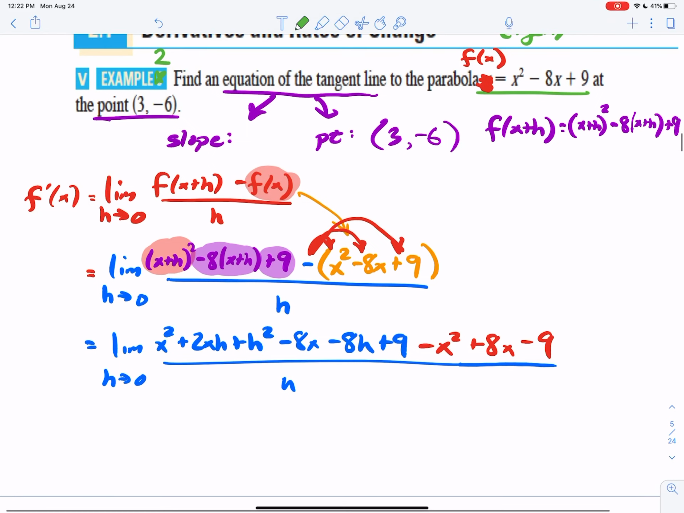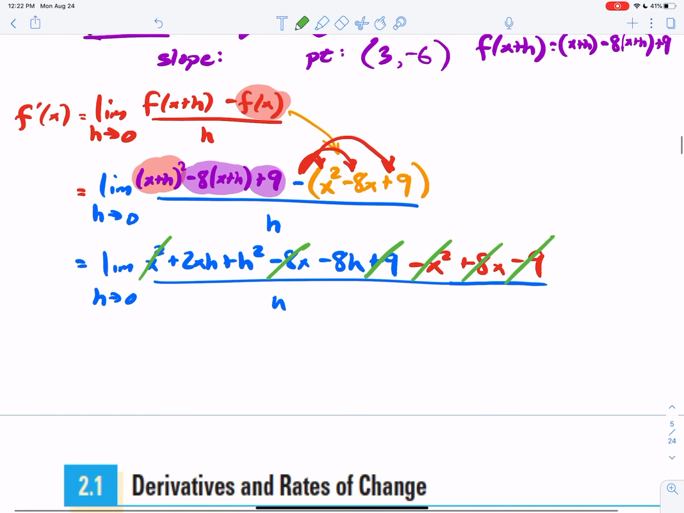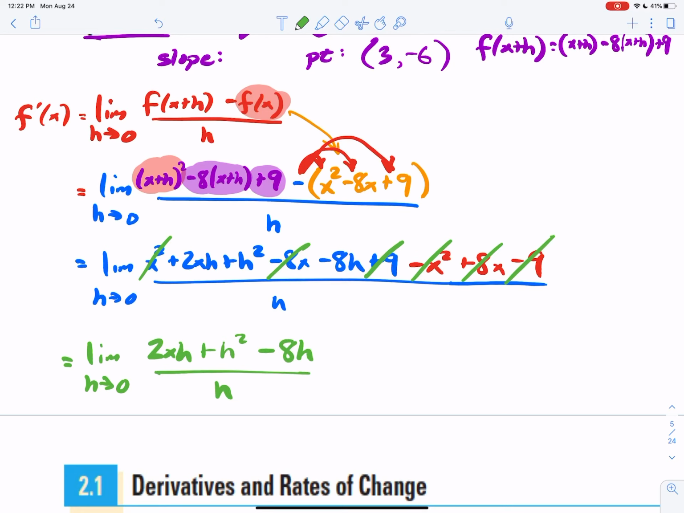So I notice that x squared minus x squared will go away. I have a negative 8x plus 8x. I have a positive 9 and minus 9. Okay? So here's what I'm left with. I have the limit. Notice how I keep bringing down the limit because I haven't evaluated yet. I have 2xh plus h squared minus 8h all over h.